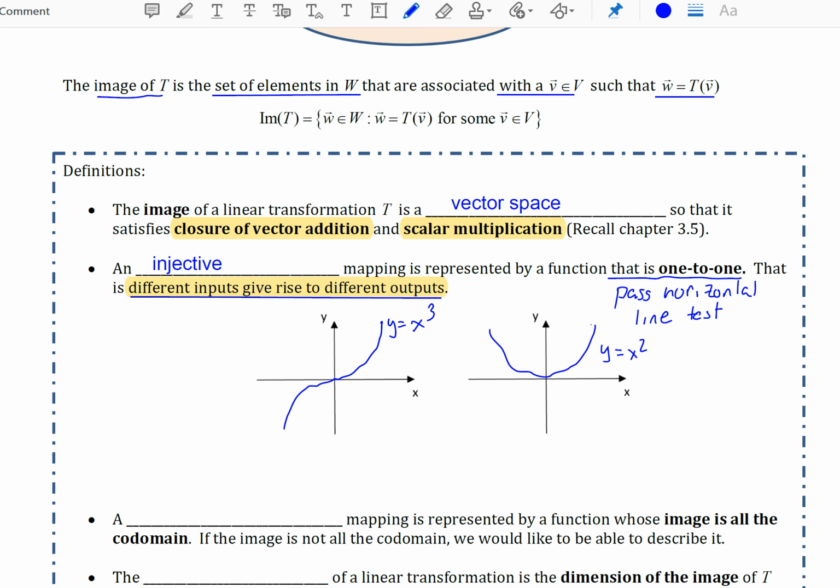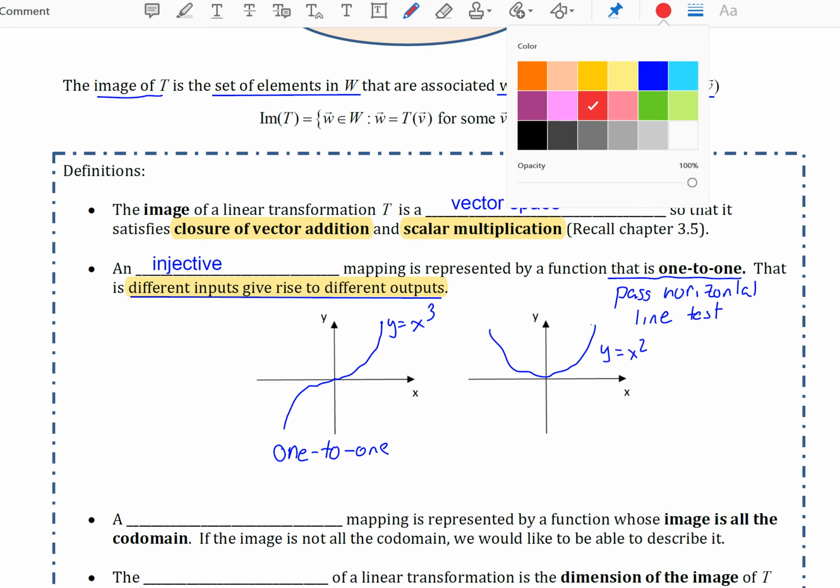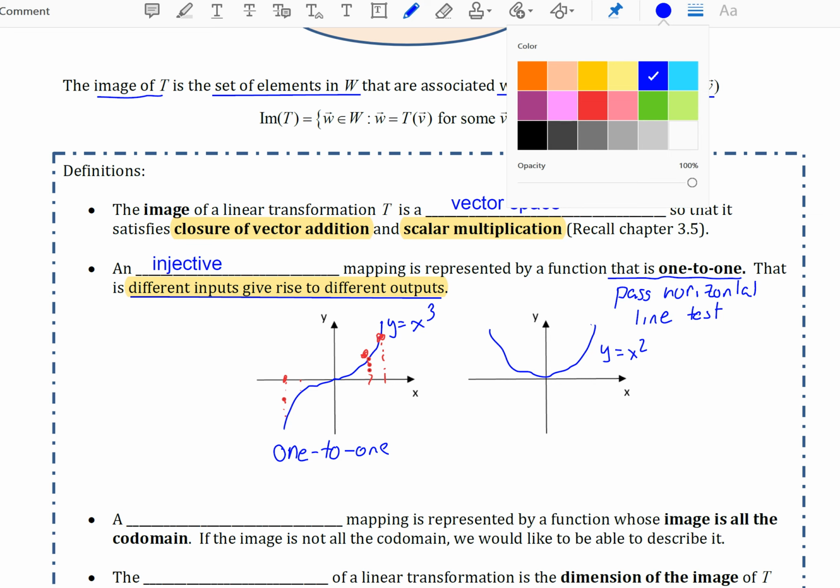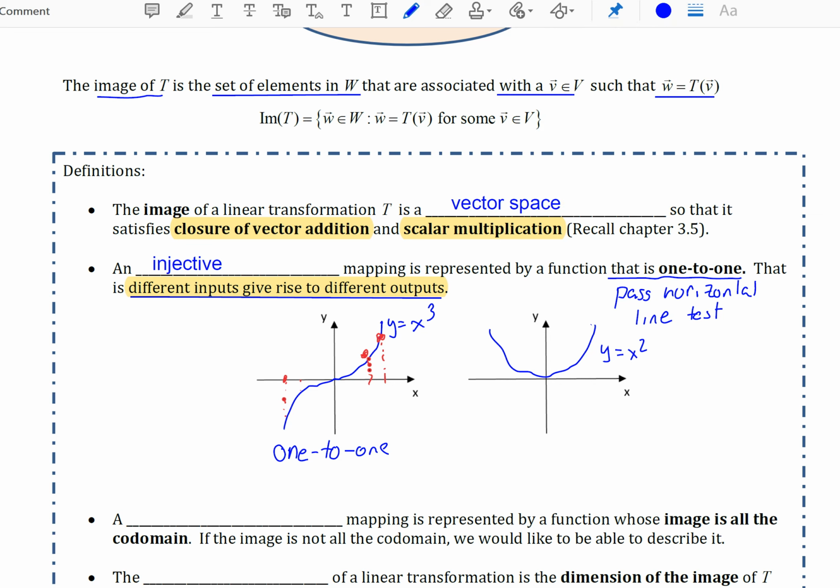In which case we would say x cubed, this is our one-to-one function. Every input I give you, regardless of which x value it is, gives rise to a different y value, a different output. So another way to say this is this function is injective.